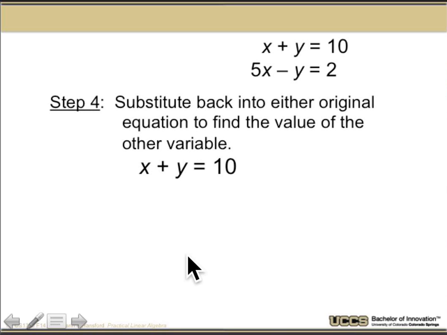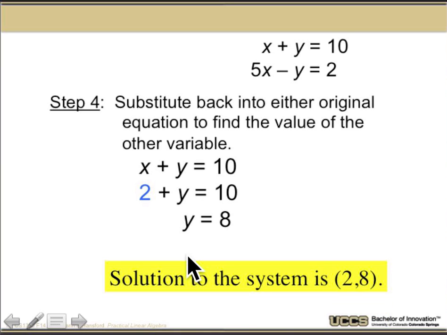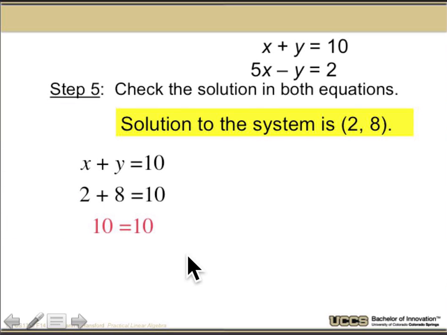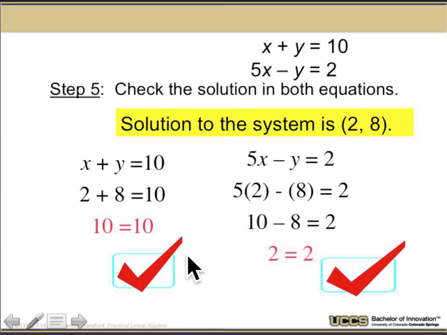Now I can substitute that back in to find the other variable. So put in 2 for x, so y equals 8, and the overall solution to this is 2, 8. Once again, a quick check: put it back in, and I get that it checks out in both equations.